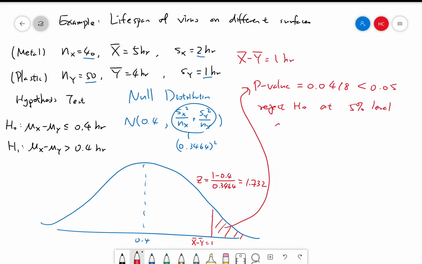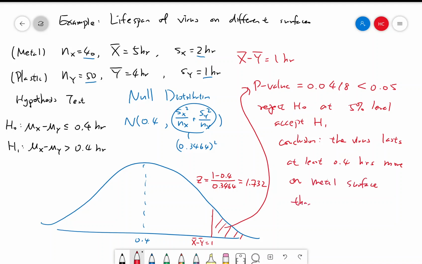And that means we accept H1. So we can make the conclusion that the virus lasts at least 0.4 hours more on metal surface than on plastic surface. And of course, this is on average.